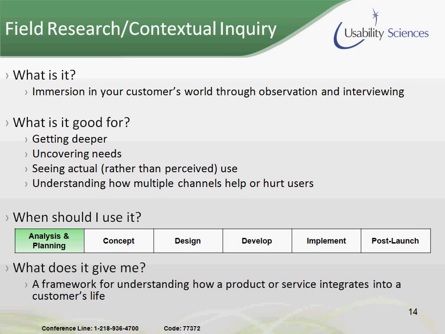So when should I use this? Ideally, every piece of research, a new product would start with a contextual inquiry phase. It's great because it allows you to really go deep, understand your customers on that deep level before you even start down the path of designing. So what is it going to give you? It's basically going to give you a framework for understanding how a product or service integrates into a customer's life.